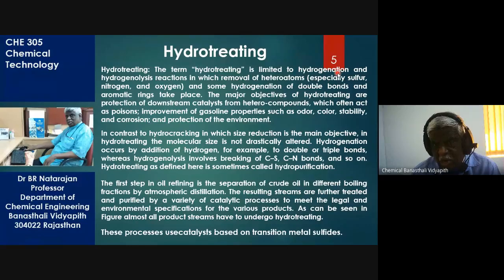So unsaturated compounds get hydrogenated. And the major objective is hydrogenation of double bonds and aromatic rings. Remember, aromatic rings are also unsaturated, but their behavior is different. You know the properties of benzene, whether it undergoes addition or substitution. Benzene is a very unique organic molecule because it has 1.5 bonds, not a single bond or a double bond.